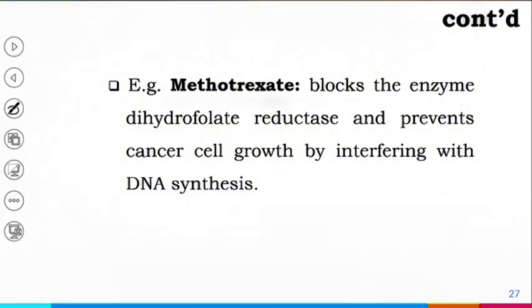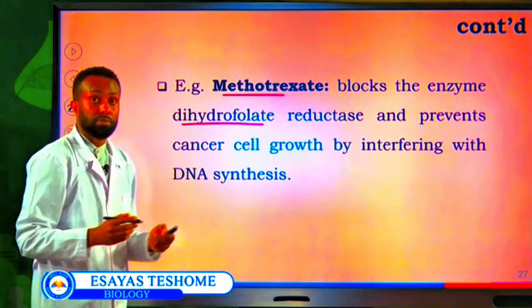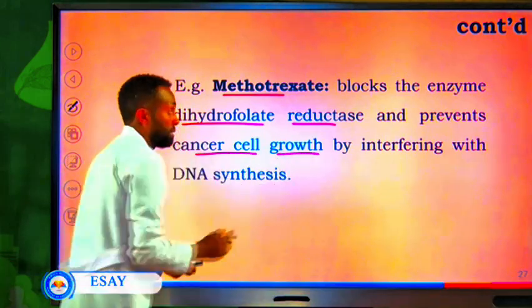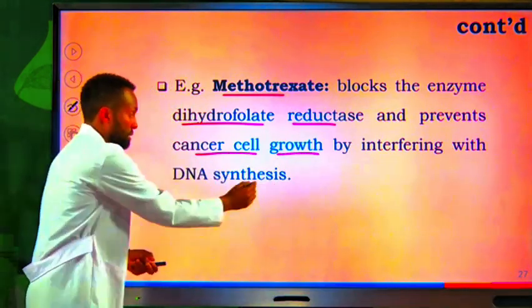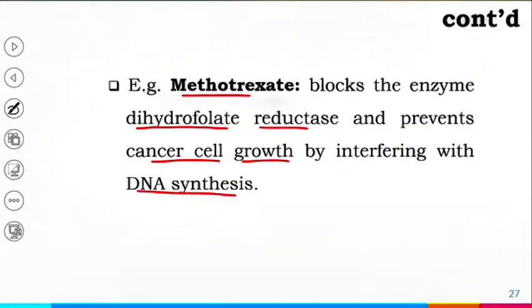For example, there is a drug known as methotrexate. It blocks the enzyme dihydrofolate reductase. Methotrexate blocks the enzyme dihydrofolate reductase and it prevents cancer cell growth by interfering with DNA synthesis. In cancer prevention, methotrexate plays an important role by blocking the active sites.